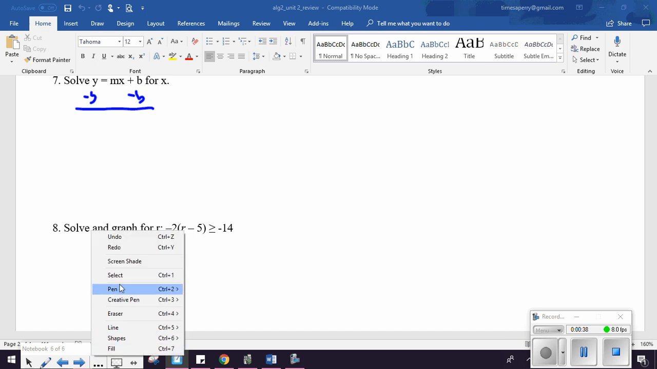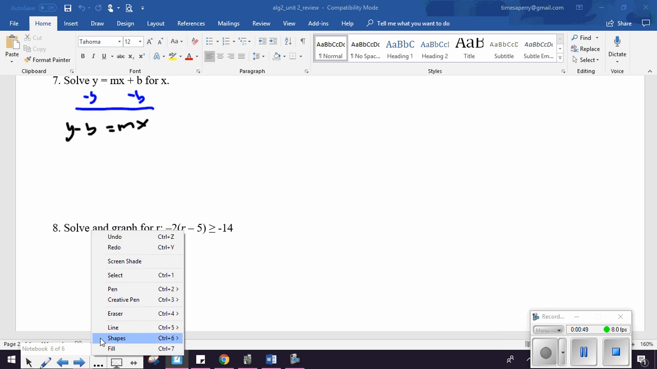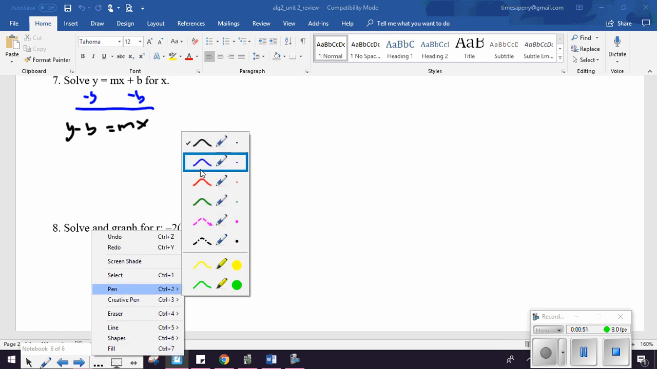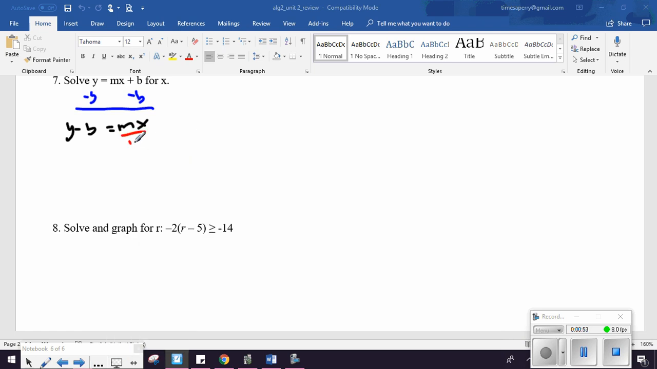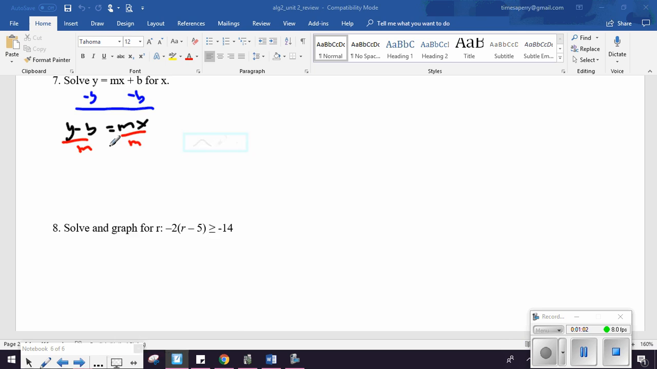They're not like terms, y and b, so the only thing I can illustrate is that they're on the same side. And then I divide by m on both sides. So I'm left with y minus b over m is equal to x. That's all we can do, folks.